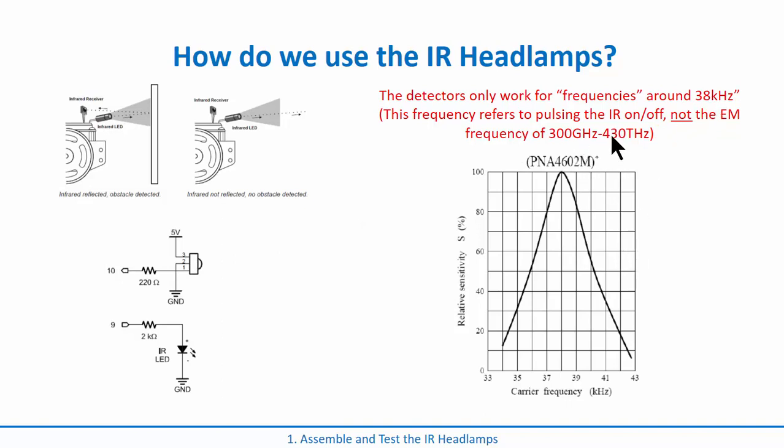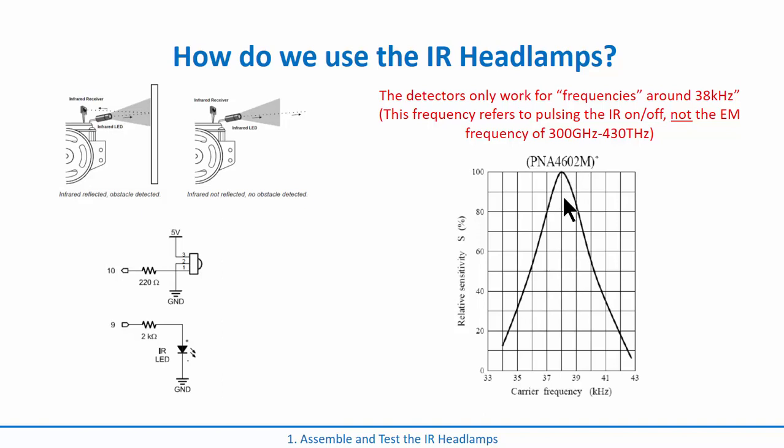Now IR is an interesting thing, because if you're saying hertz, you might say, well, IR is 300 gigahertz to 430 terahertz. When you look at the wavelength of the actual electromagnetic radiation, that's not what we're talking about. Yes, it is IR for sure, but we toggle it on and off, and that's just the way the detector works. So we just got to do it.